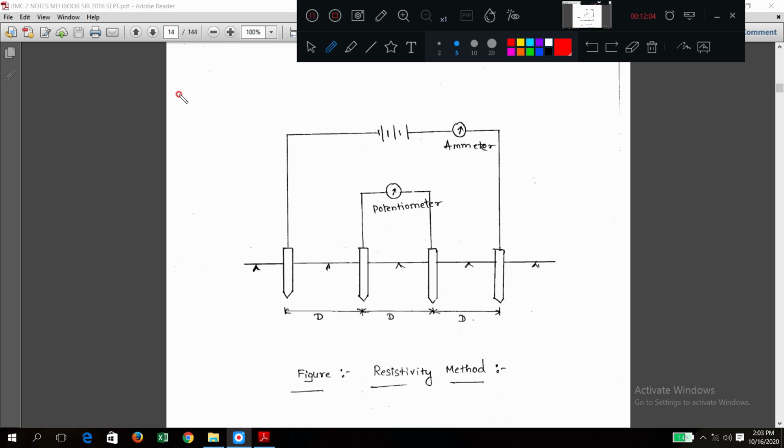This is the next diagram for the electrical resistivity method. The name of the method is electrical resistivity method. So three terms are there. Electricity means what? There should be one battery or source of supply, and to make a current pass, you should have a potential difference. That is why we are writing it as potentiometer.